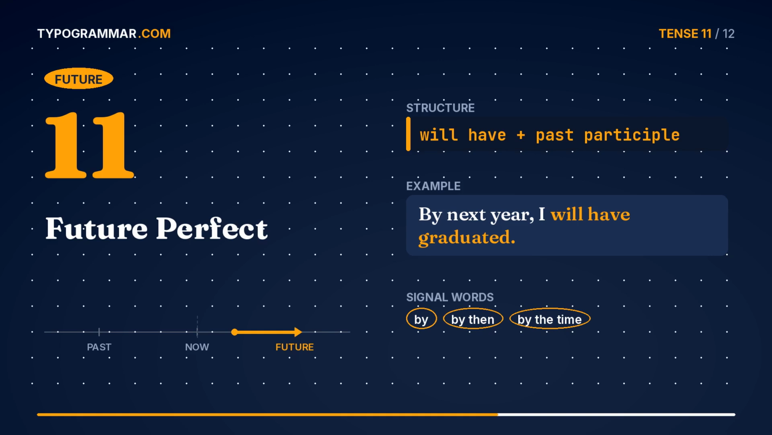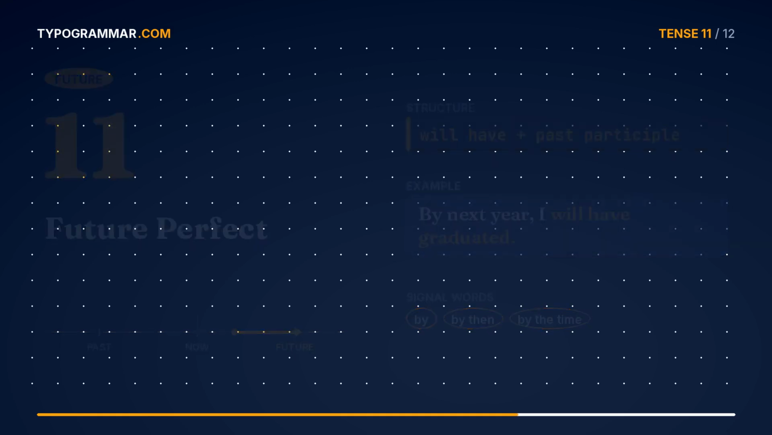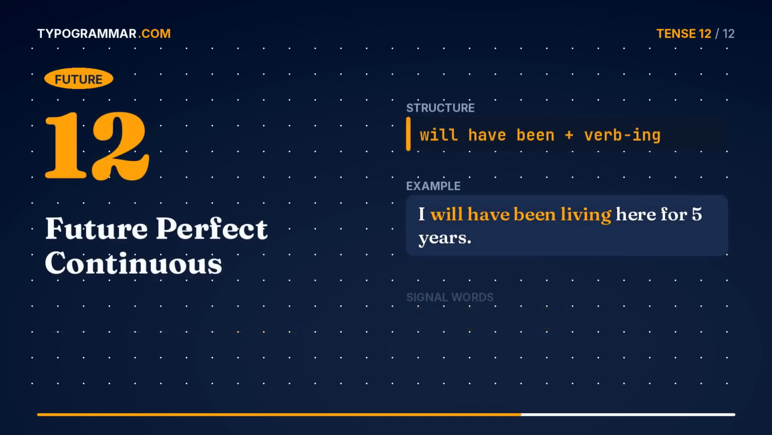Tense number 11, the future perfect. It shows an action that will be completed before a certain point in the future. The structure is will have, plus the past participle. For example, by next year, I will have graduated. She will have finished the report by Friday. Signal words include by then, and by the time. When something will already be done before a future deadline, use the future perfect.